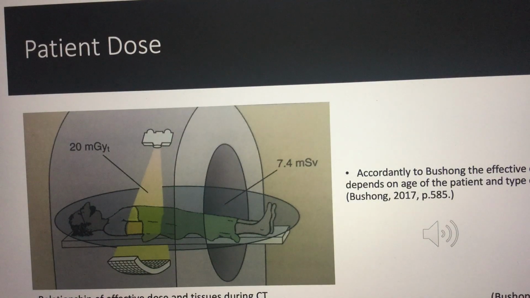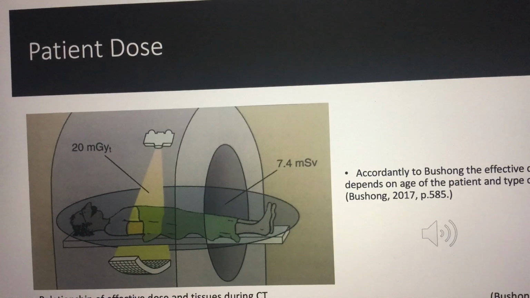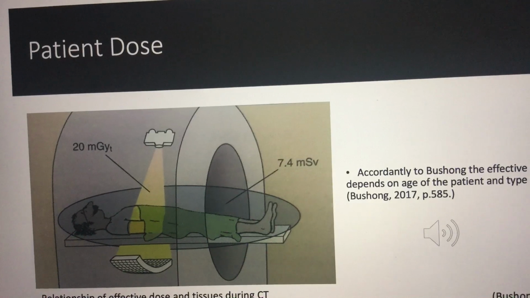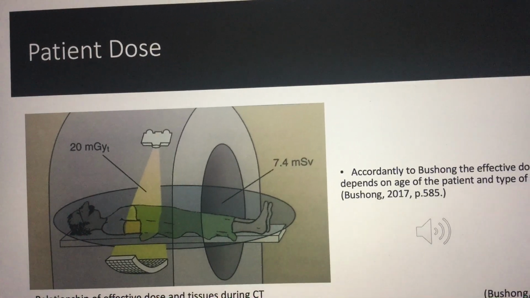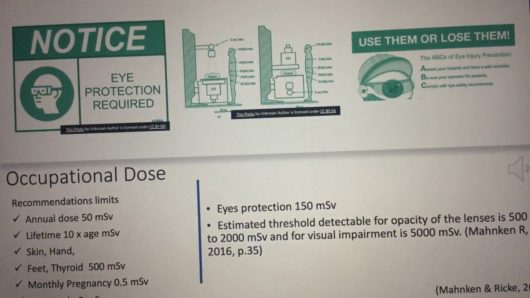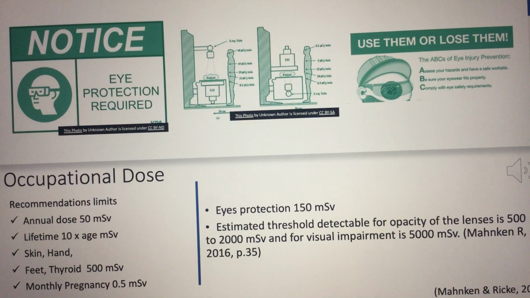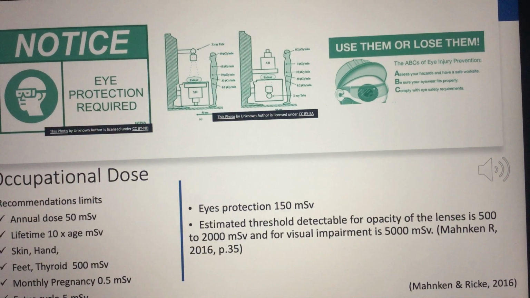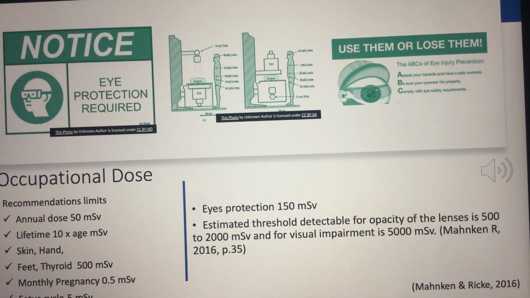Patient dose in CT is higher than in regular X-ray, and the effective dose depends on the patient's tissues and age, because the younger the patient, the more sensitive to radiation. Occupational dose exposure recommendation limits is something that the technologist is required to keep an eye on, because CT procedures deliver higher rates of radiation.